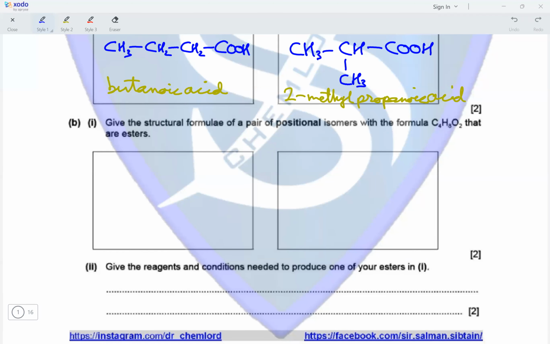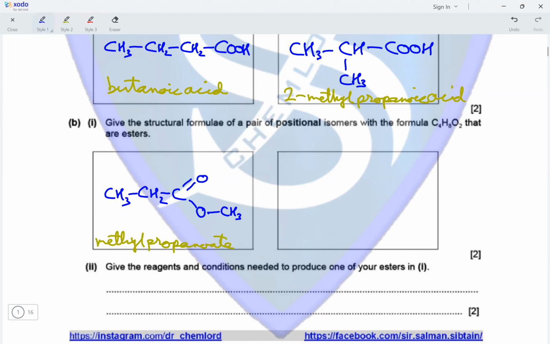Give the structural formula of a pair of positional isomers with the formula C4H8O2 that are esters. So we can change the number of carbon atoms present in the alcohol part of the ester and the acidic part of the ester. So we start off with the C double bond O single bond O ester group, and we include one CH3 group in the alcohol portion of the ester. So we are left with two carbon atoms, a CH2 and a CH3 added to the carboxylic side of the ester. And the name of this ester is methyl, and the carboxylic portion has 3 carbon atoms, so propanoate.